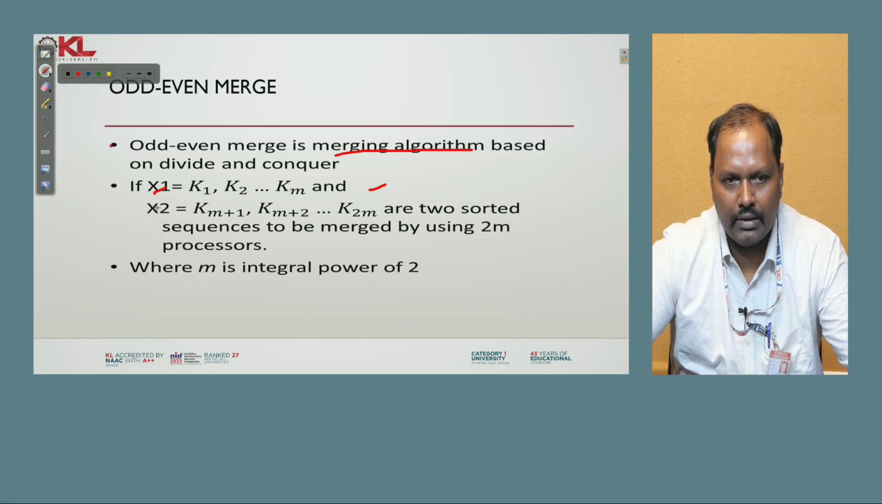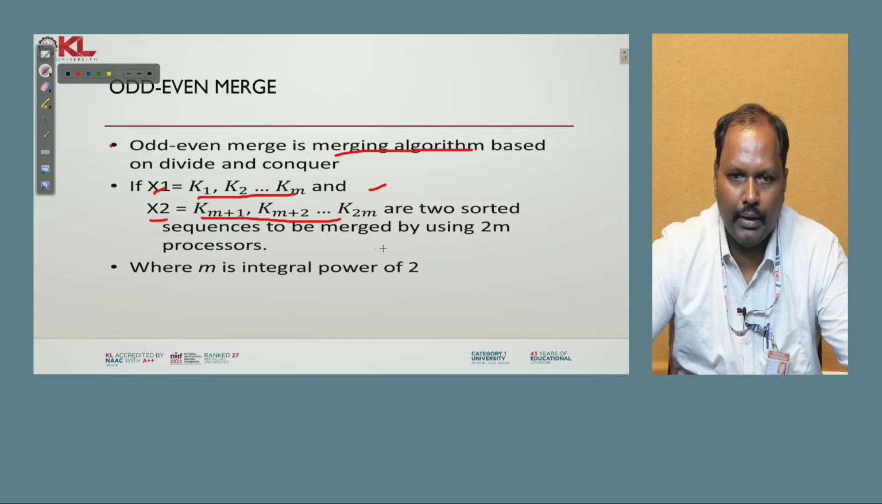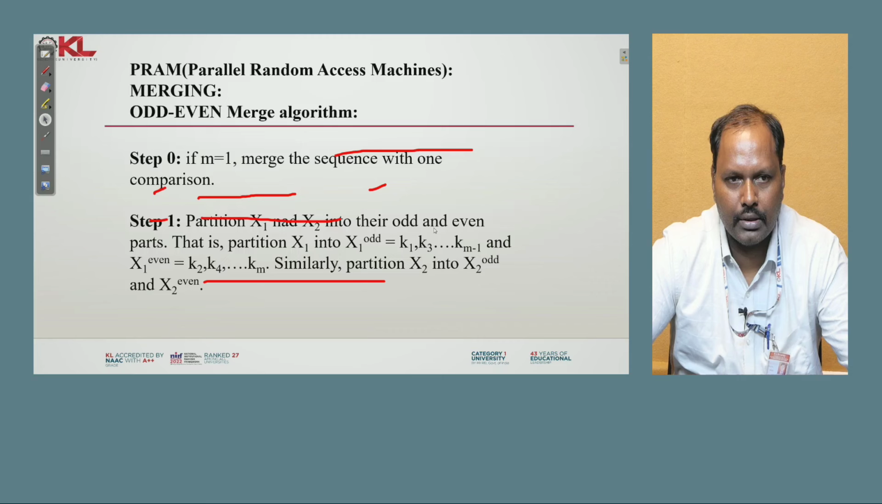So x1 is one set, x2 is another set. x2 has k of m plus 1, k of m plus 2, up to k of 2m. So x1 and x2 are the two sorted sequences available. Then we want to use processors to merge them into 2m elements, where m is an integral power of 2. We can go through the merging process.